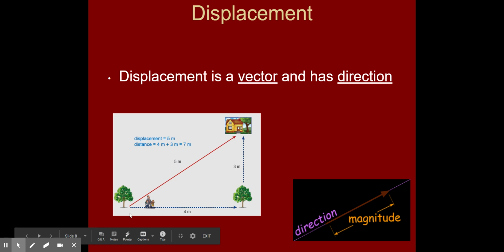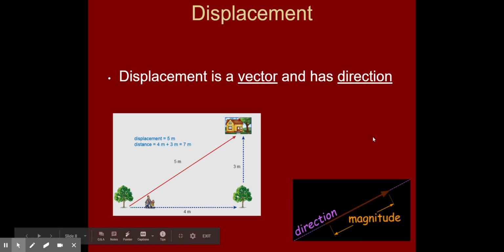But their displacement from where they started at the oak tree to where they ended at their house would actually be 5 meters. And again, those of us that are in geometry recognize that as a right triangle. A squared plus b squared equals c squared would be how we would figure out that measurement. Again, displacement is a vector measurement, so it has to have direction.